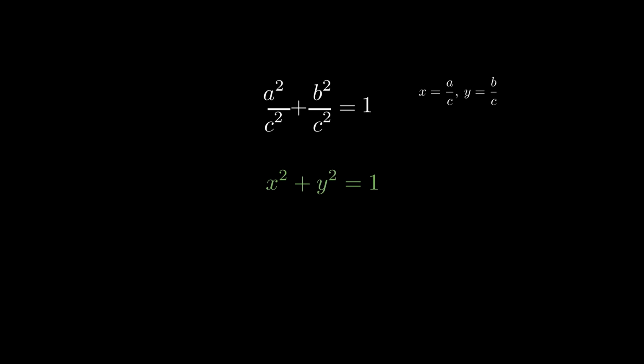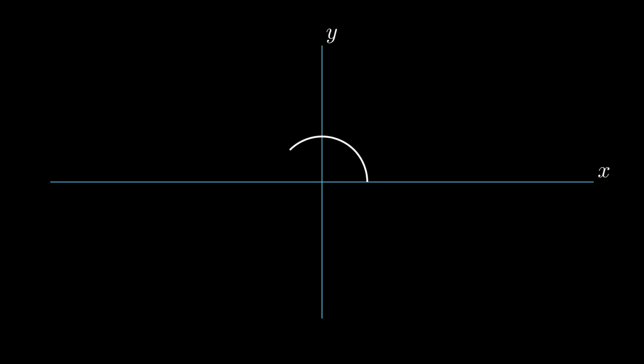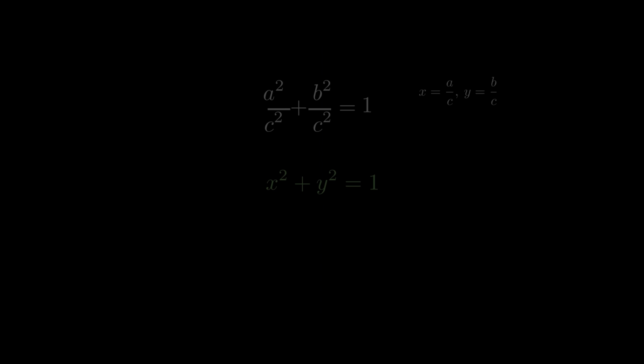And this is an equation of a circle. More specifically, the unit circle. That means we can graph this in the coordinate system and we get a circle at the origin with a radius of 1. This is very important here. That means that there are points x, y that work in this equation.